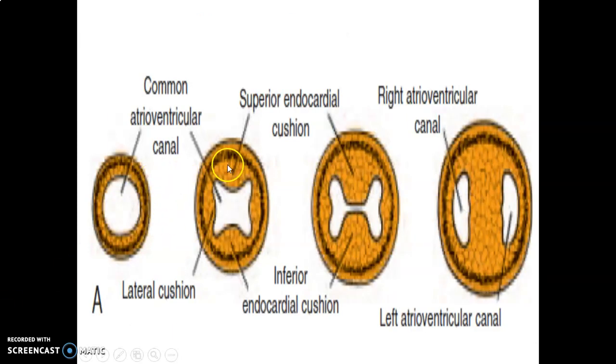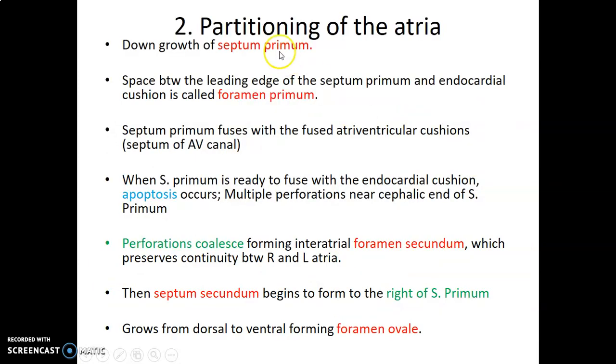If you can remember, there's the chamber of the heart, the ventral endocardial cushion, and the dorsal. They come towards each other, fuse, and separate this chamber into two: a right atrioventricular canal and a left atrioventricular canal. But above the endocardial cushion, the atria on the right and left side are communicating. So we need to partition the atria. Then below it, the ventricles are communicating. We will have to partition the ventricles. So now we are discussing partitioning of the atria.